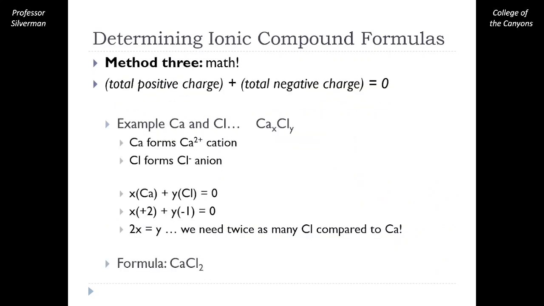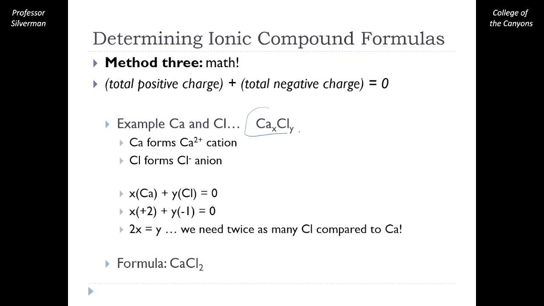We have a third method, which is not going to be very convenient for this kind of problem, but it's nice to introduce because it will be helpful later on when we're trying to go backwards. But here we go. Our third method is to do some math, set up a little algebra problem. We can use that charge equation to figure out what the ratio has to be for our ions.